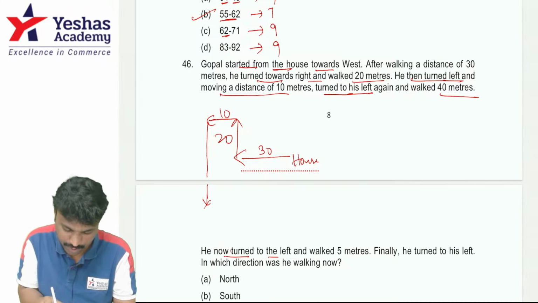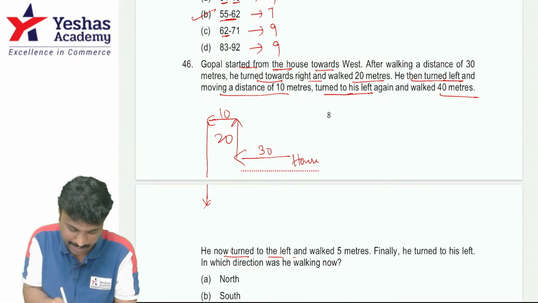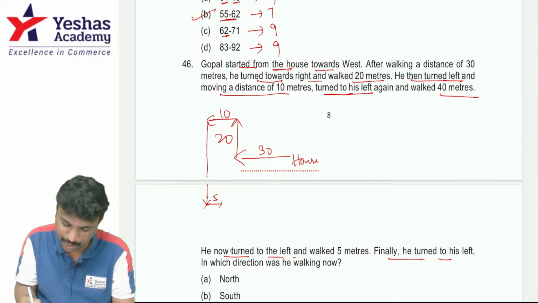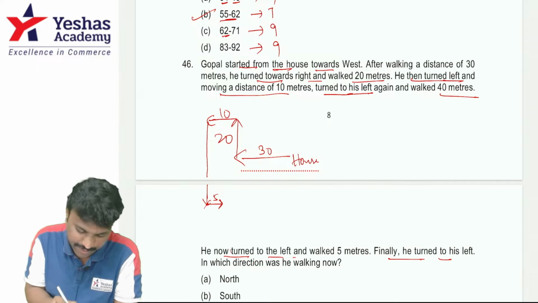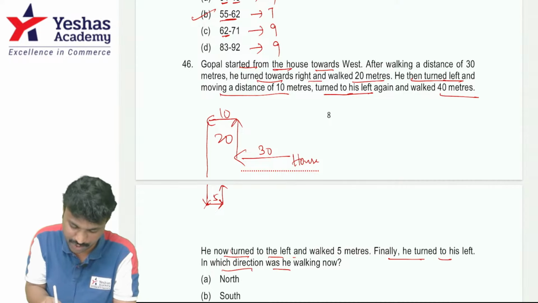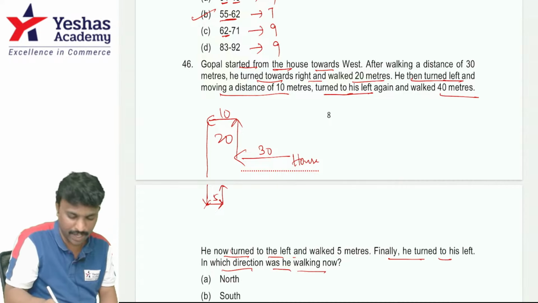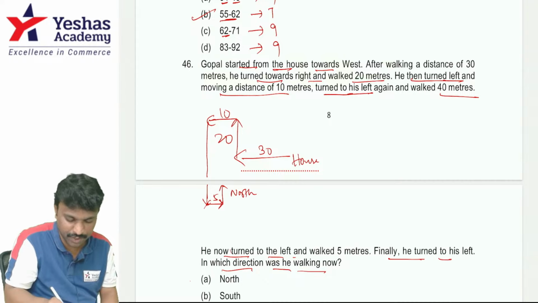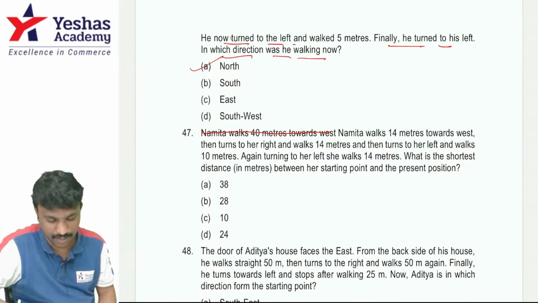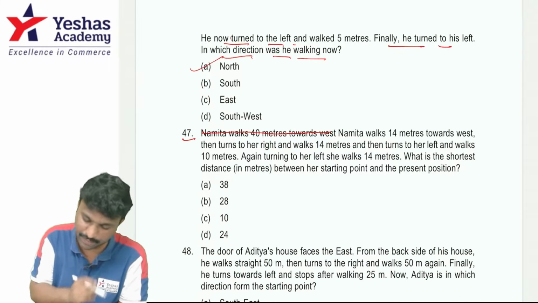And he now turned to his left. Left is our right, and he walked 5 meters. Finally, he turned to his left. Tell me, going towards east, left is which side? Upward. Now, the question is which direction was he walking now? He is walking north. Option A is the right answer. Have you all understood? Let's move on to the next question, 47th.